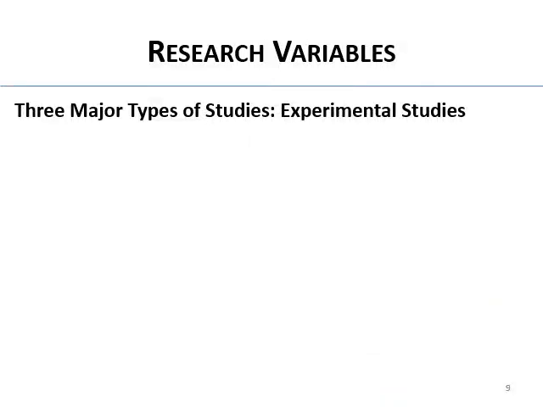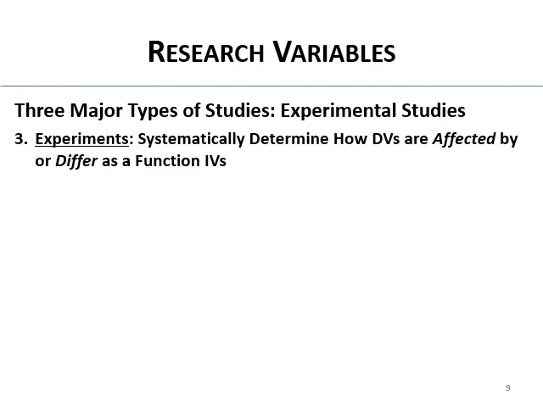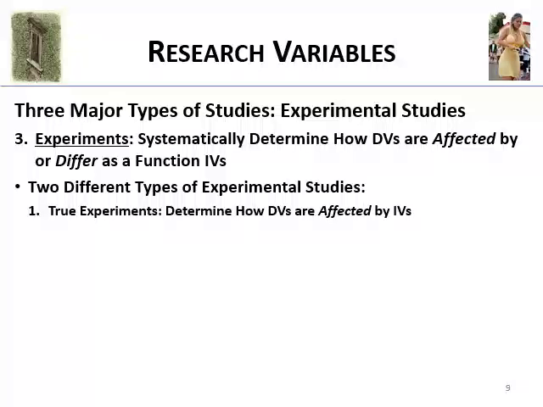So finally, we get to experimental studies. Now, experiments systematically determine how DVs are affected or differ as a function of independent variables. And there are two different types of experimental studies. There are true experiments, and true experiments look at how DVs are affected by IVs. The point in these studies is to make causal conclusions from them.